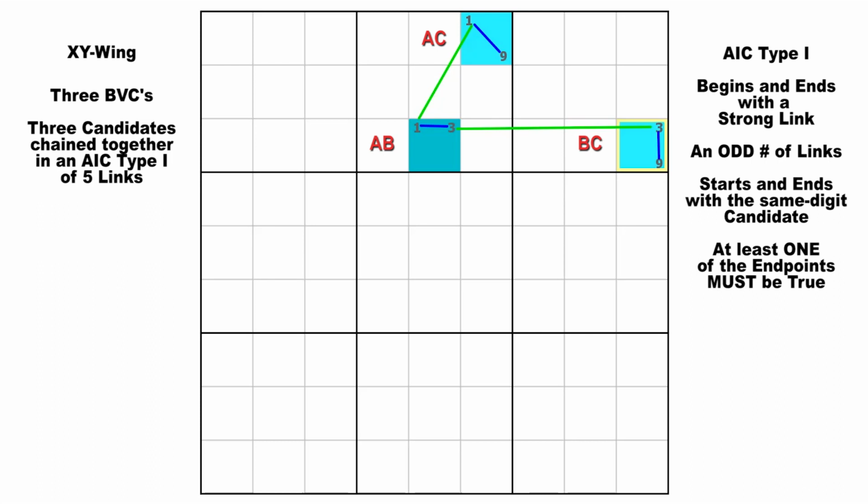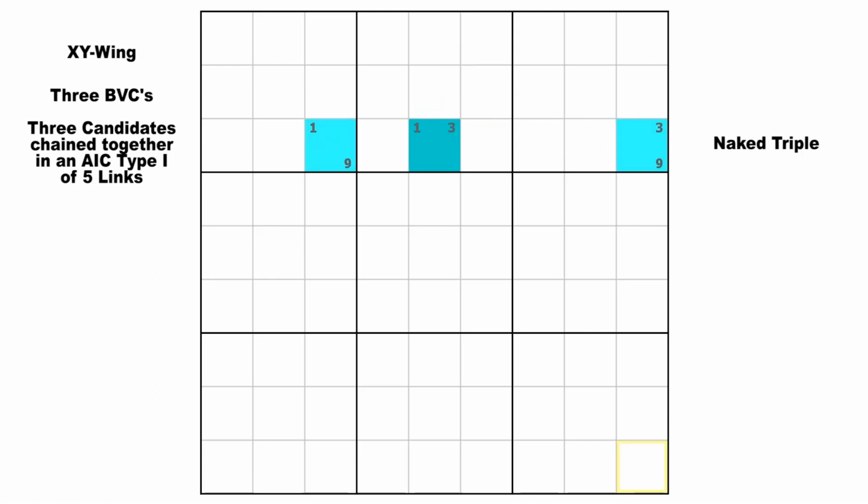You see, AC is in the same block with AB, and BC is in the same row with AB. But the 2 pincer cells will obviously be in 2 different houses. Otherwise, you would simply have a naked triple, like this. So the shape of an XY wing will always be angular or bent. It will never lie in a straight line.